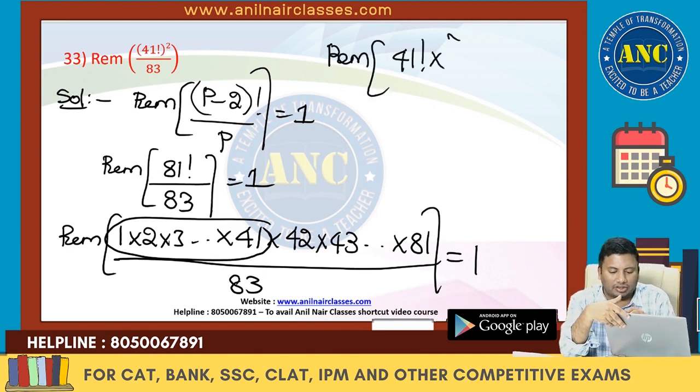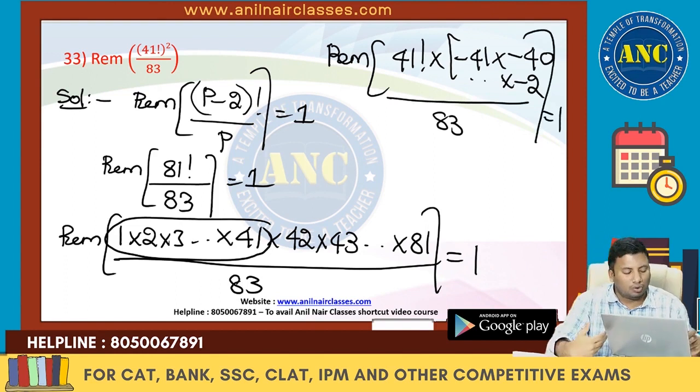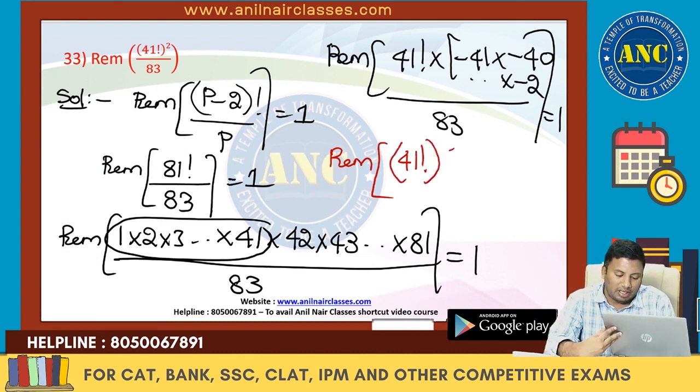42 by 43 is minus 41. 43 by 83 is minus 40. 81 by 83 is minus 2. When I further divide by 83, the remainder does not change. So from 2 to 41, there are 40 negatives in total. If I multiply 40 negatives, I will get a positive. So 41 factorial whole square divided by 83 gives remainder 1.